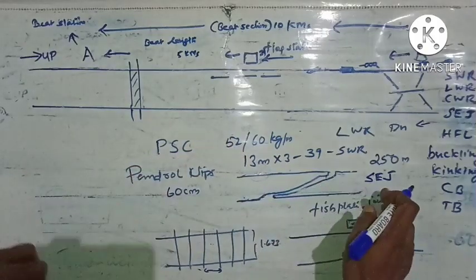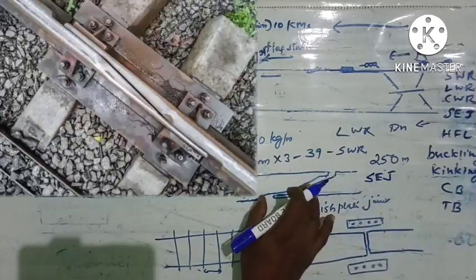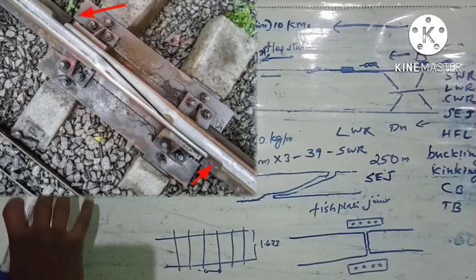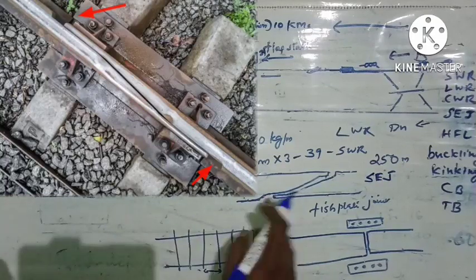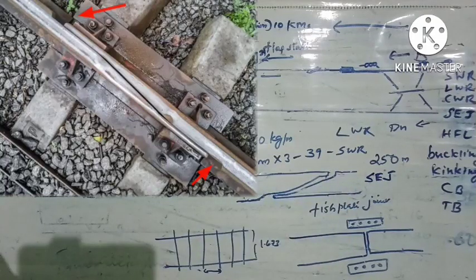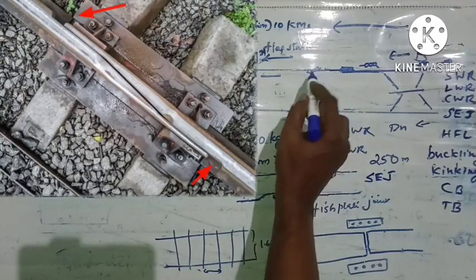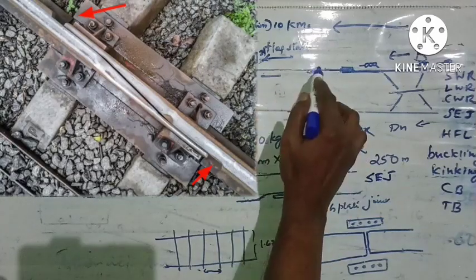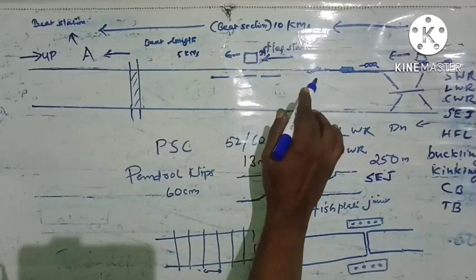So the switch expansion joint will normally be like this. You can see this picture also. You can see the gap is given on either end for expansion. So SEJ will normally be there at the end of a long welded rail.